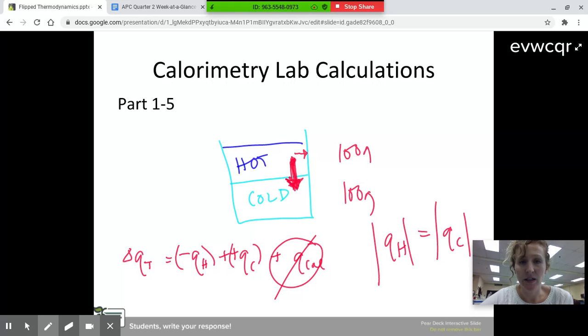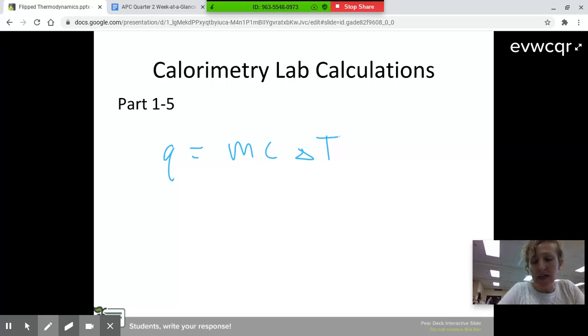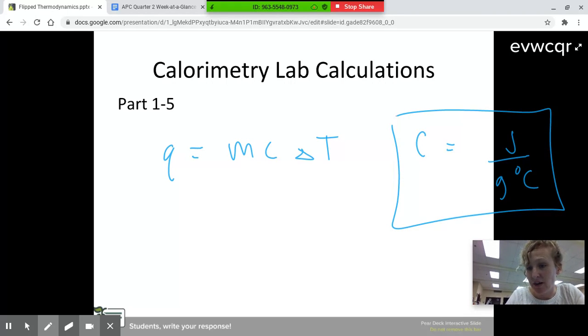The signs are going to be opposite. Okay, so let's look at the calculations. We want to calculate Q of hot water. So this is where your equation comes in: MC delta T. Again, if you look at the units for C, it should be joules per gram degree Celsius. So here's your equation right now, right?